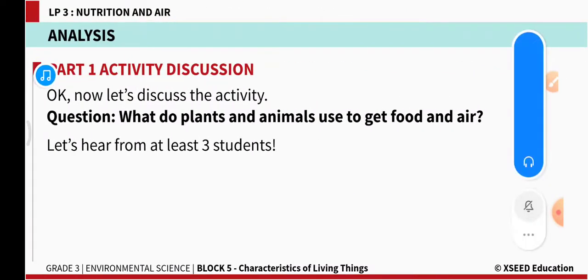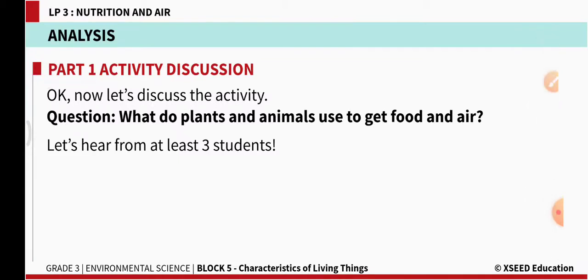Okay, now it's time for some. What do plants and animals use to get food and air? Okay, we are going to learn this now. What do plants and animals use to get food and air?